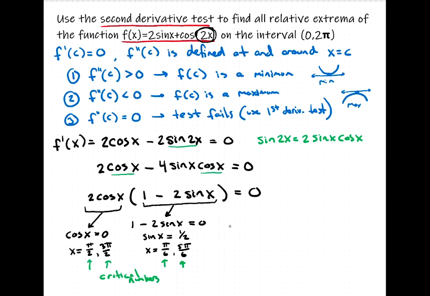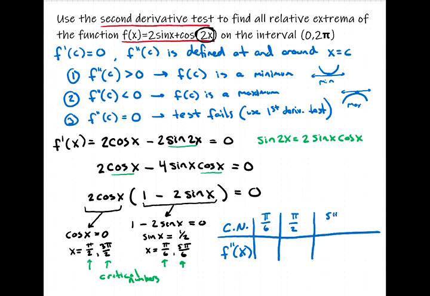Okay, so what we want to do is critical number and second derivative. So let's see. Let's put these in numerical order. So the pi over 6 will come first, then the pi over 2, then the 5 pi over 6, and then the 3 pi over 2. So we're basically plugging these critical numbers into the second derivative.